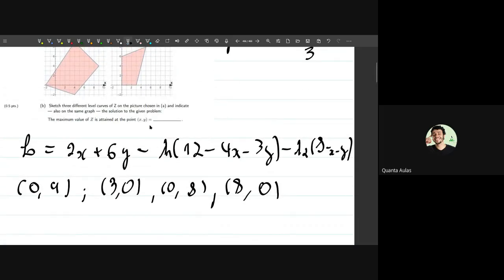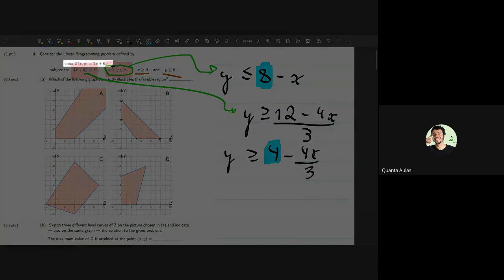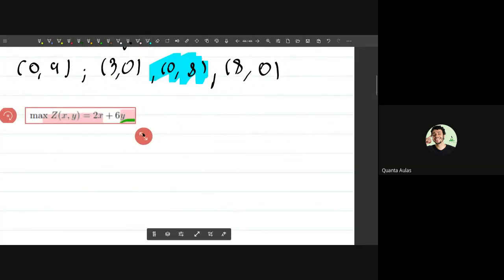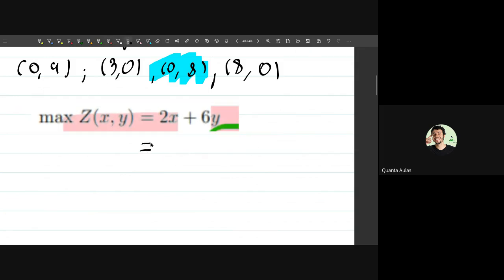the highest point to me is very clear, this point here. So I can take this equation and put these values in this equation. Why did I choose that point? Because we have the bigger coefficient in y, right? So it's very easy to see. The biggest point will be z equals 48, okay?